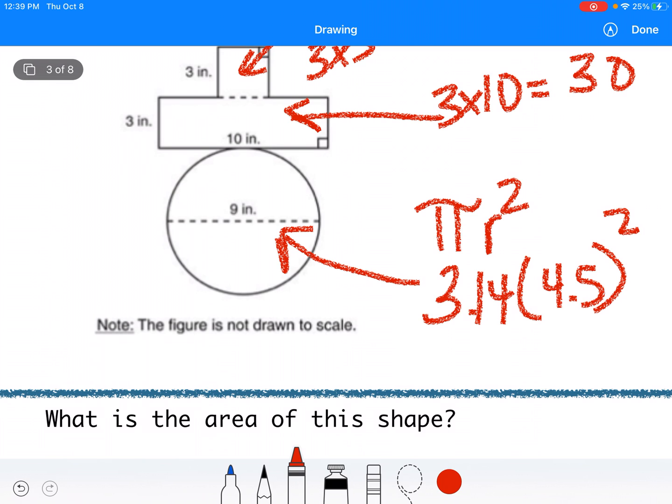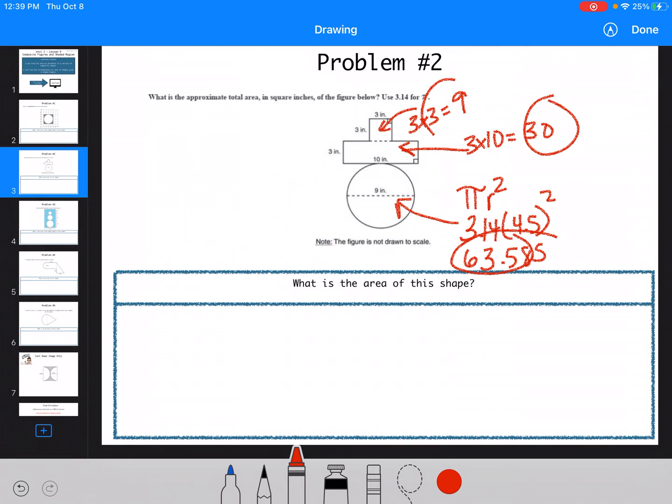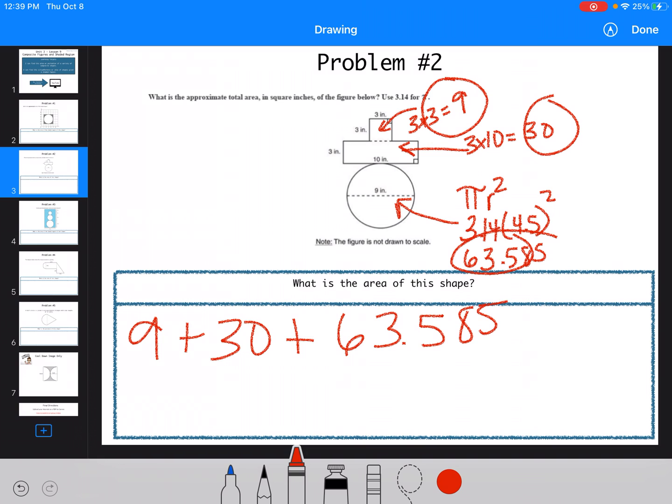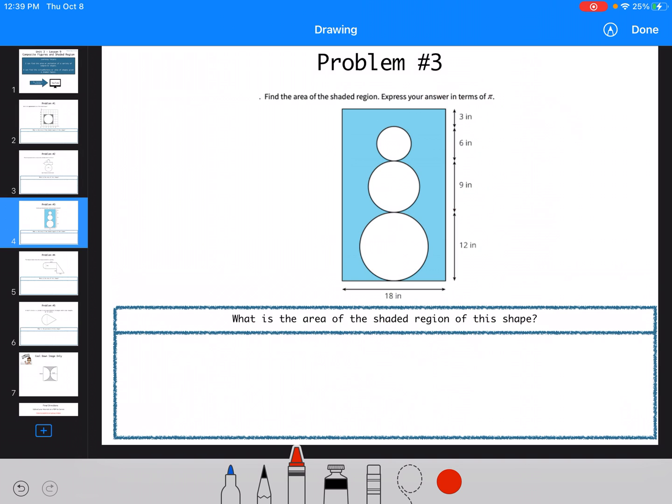So 3.14 times 4.5 times 4.5. And I end up with 63.585. So then I take all my areas and I'm going to add them together. So I've got 9 plus 30 plus 63.585. And I get 102.585 inches squared because they want area.